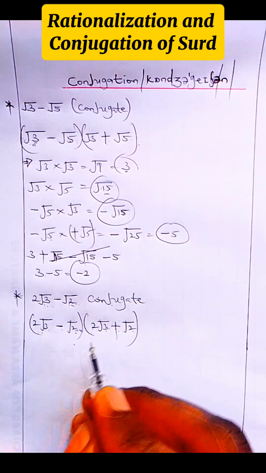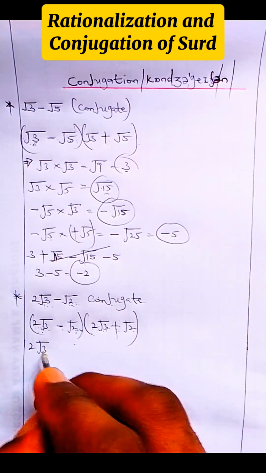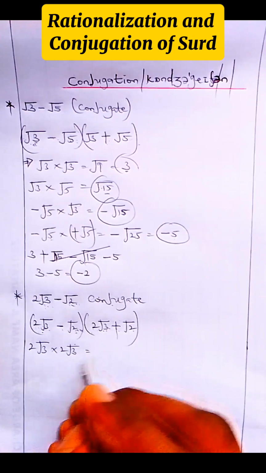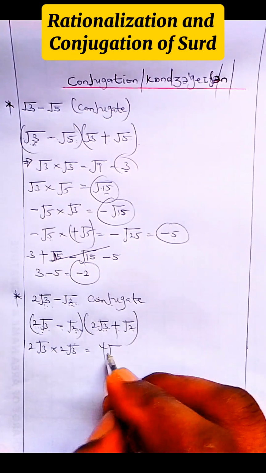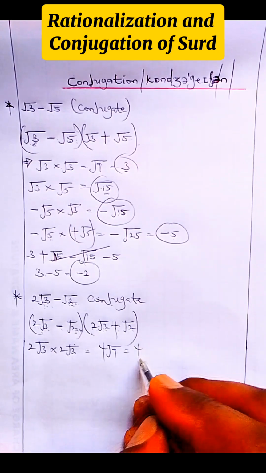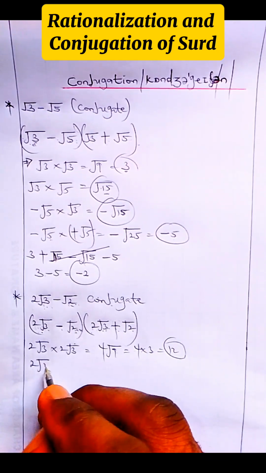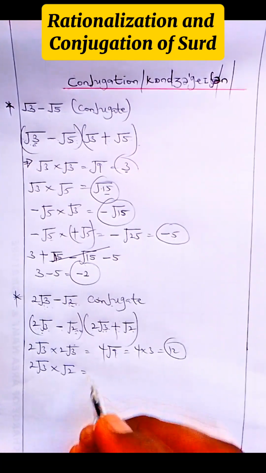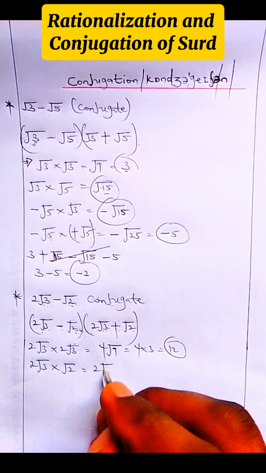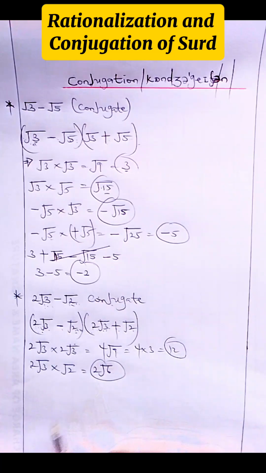Let's solve directly. This 2 root 3 times 2 root 3 right here. 2 times 2 is 4. Root 3 times root 3 is root 9. So square root of 9 is 3, 4 times 3 is 12. We're done with that. So the next is 2 root 3 times root 2. Then that's 2 root 6, sorted, very easy.